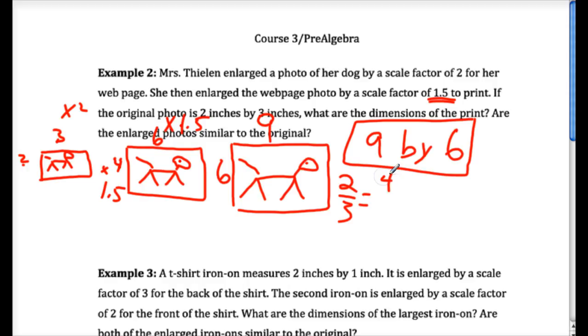Is that the same thing as 4 over 6? Yes. Is that the same thing as 6 over 9? Yes. How do you know? Because they all reduce down. They all reduce down to what? 2/3. Guess what would happen if you multiply diagonally?